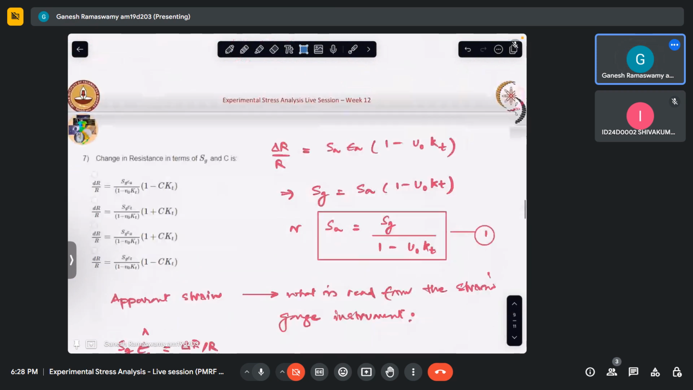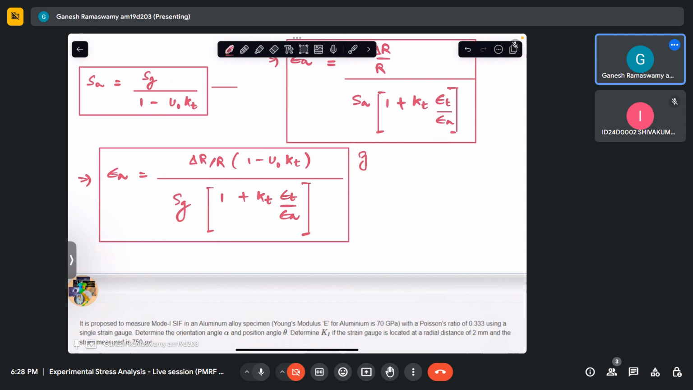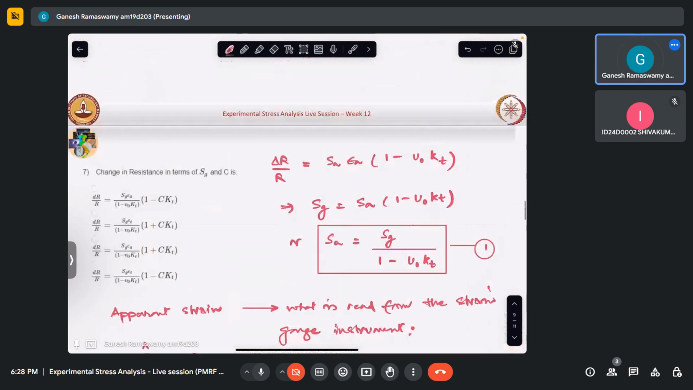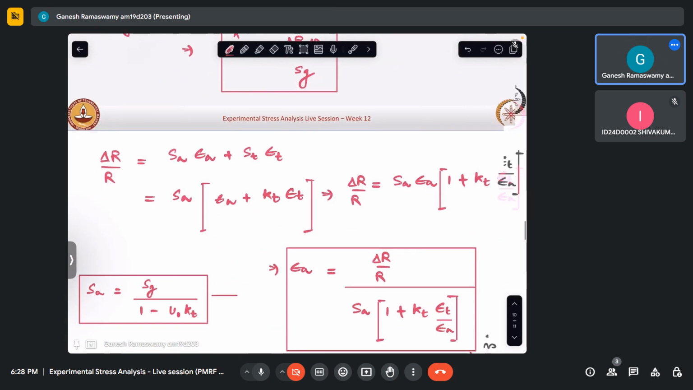So from here, if I were to see the change in resistance, in the question it is given that epsilon T by epsilon A is some constant C. So I can just replace that with C for simplification. So let us see what the answer comes out to be. It says the change in the resistance in terms of Sg and C is given by which of the following is what is asked.